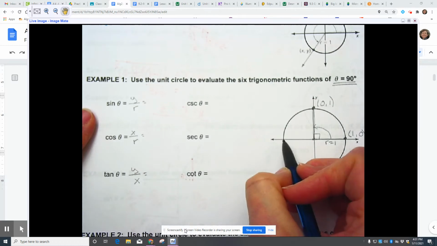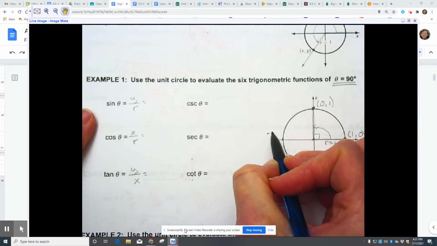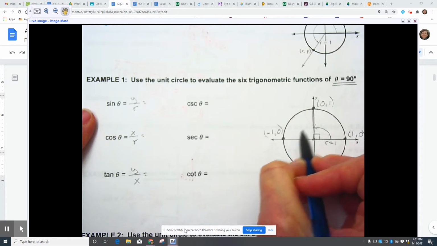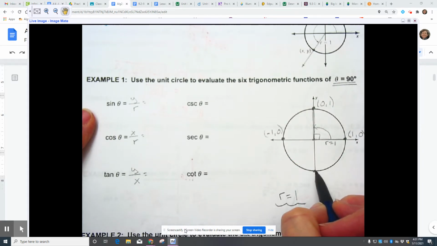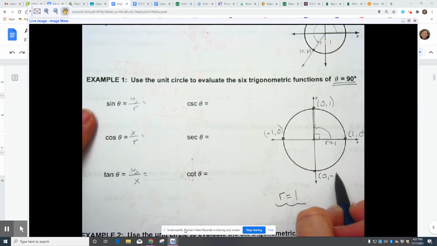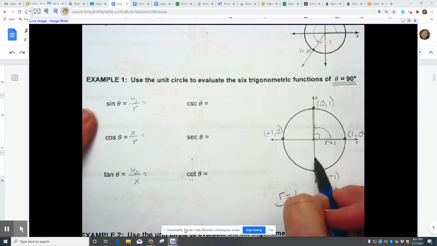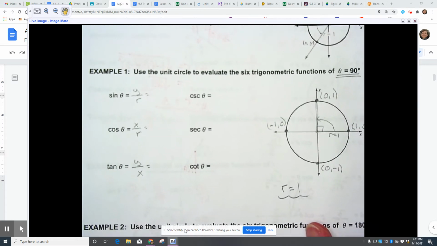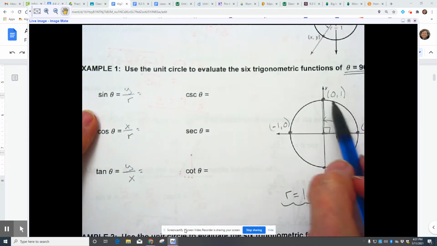I could fill in these other ones right now also. This would be over -1, up 0. That would be for 180 degrees. And this would be over 0, down -1. That would be for 270 degrees. But for this example, we're just looking at the 90 degrees.